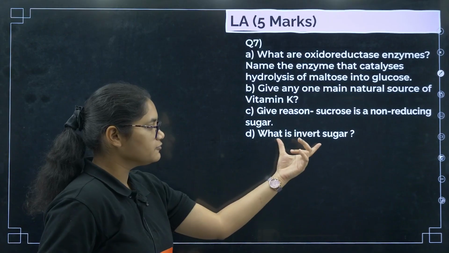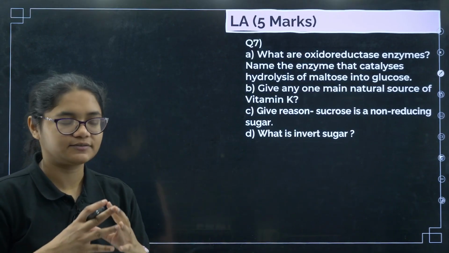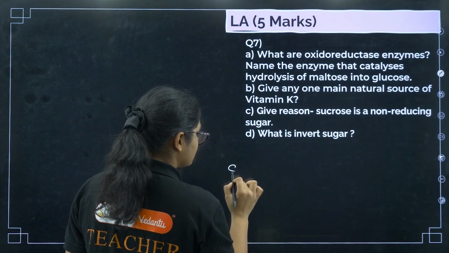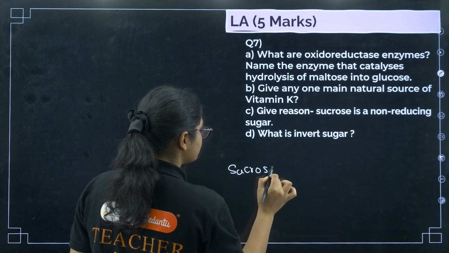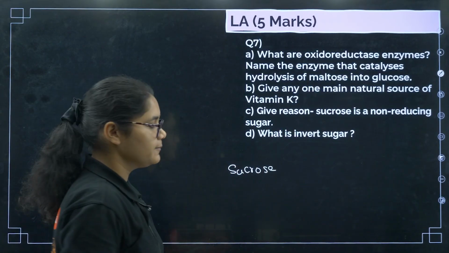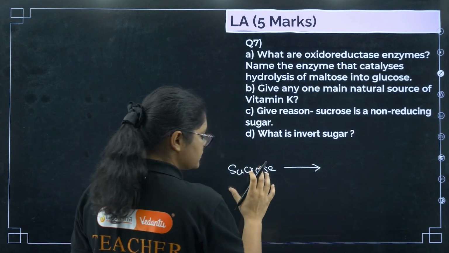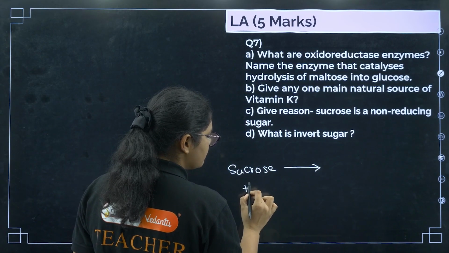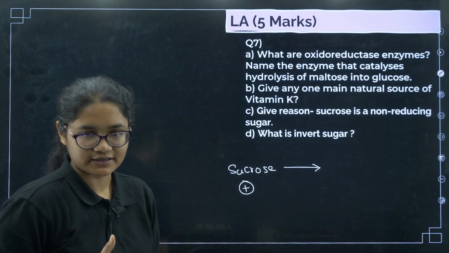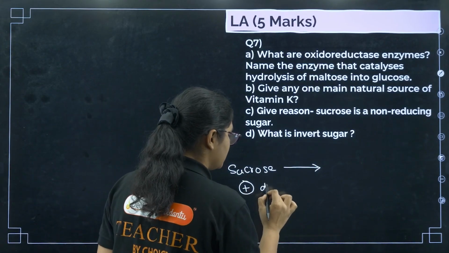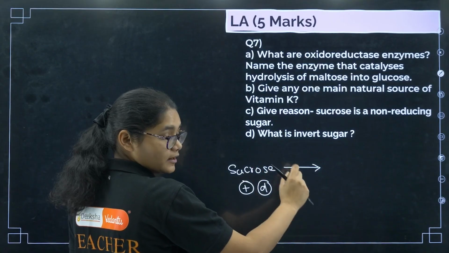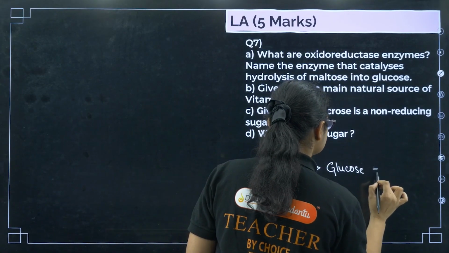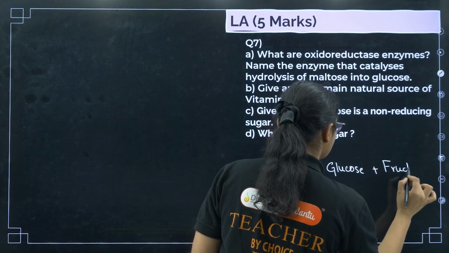So first let me talk about this invert sugar. This is very important. See, initially sucrose is there. Sucrose is made up of glucose and fructose, right? Sucrose is an optically active compound and it rotates the light in the plus direction, means in the clockwise direction. It was dextrorotatory. Now when sucrose undergoes hydrolysis, it produces glucose plus fructose.